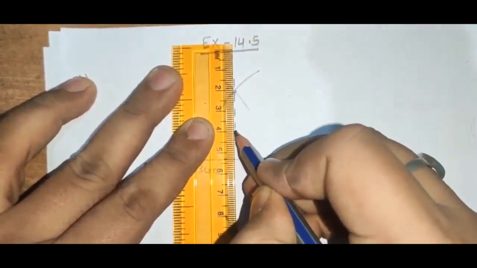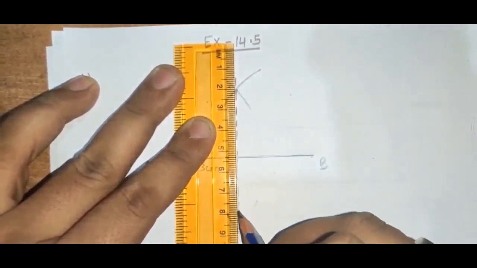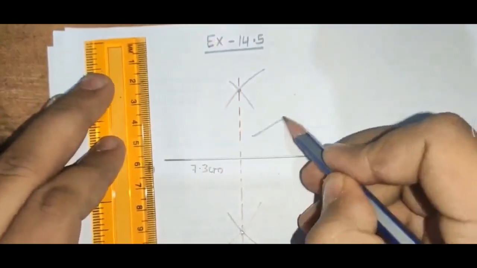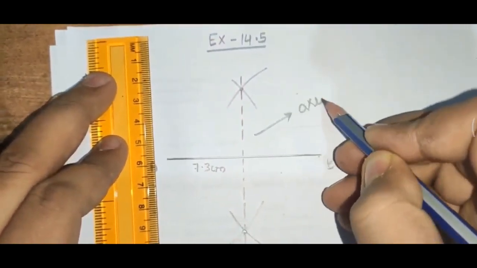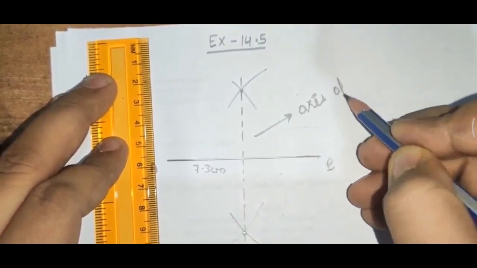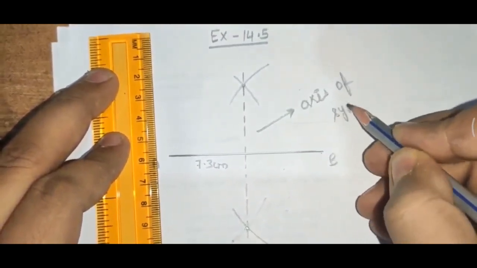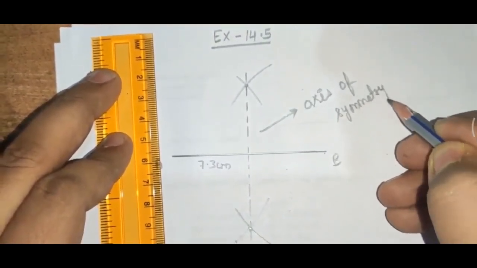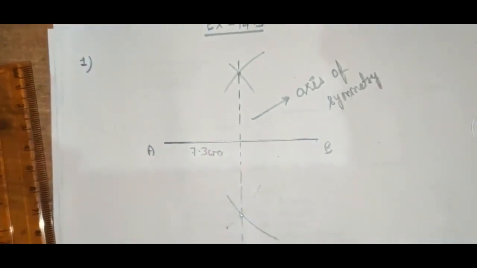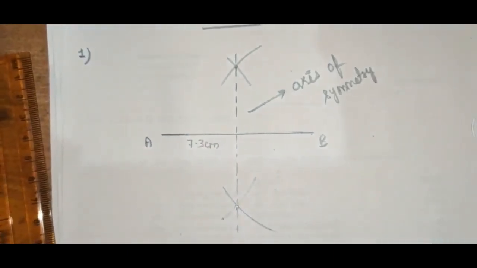Join with a dotted line. This dotted line is the axis of symmetry, because this is the perpendicular bisector of the line, so this is also the axis of symmetry for the line.